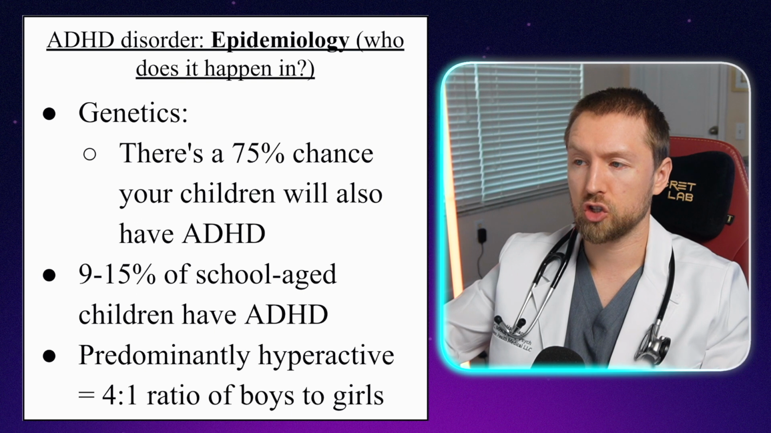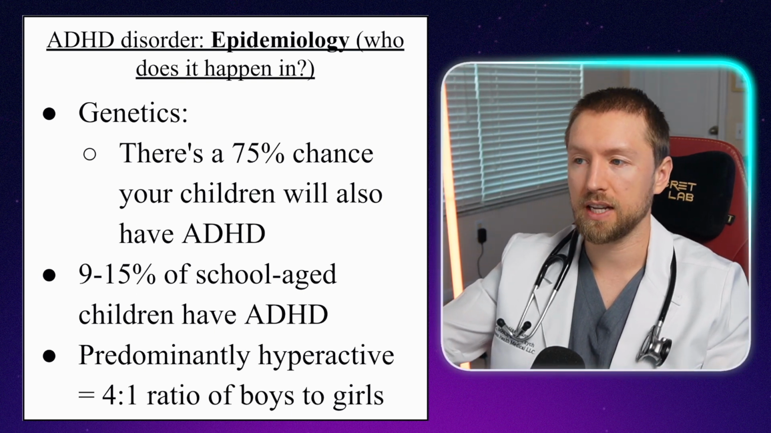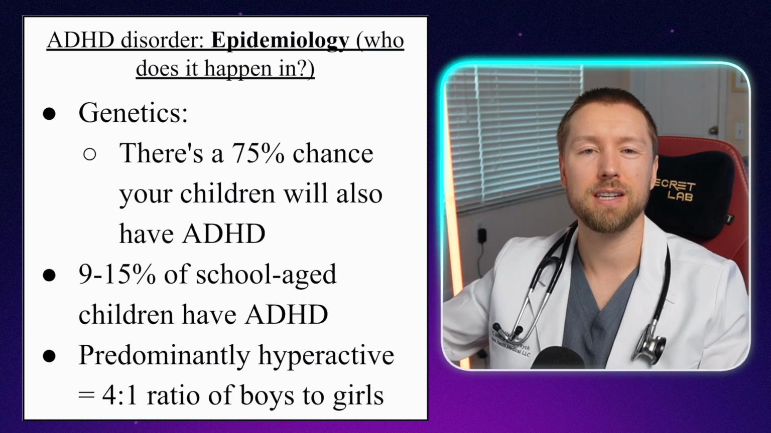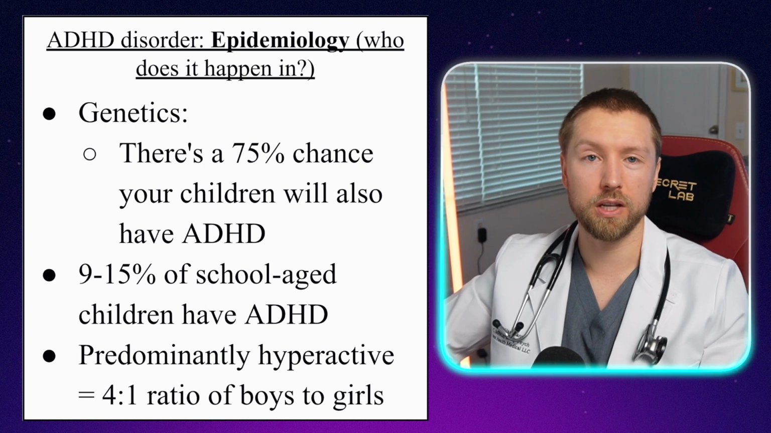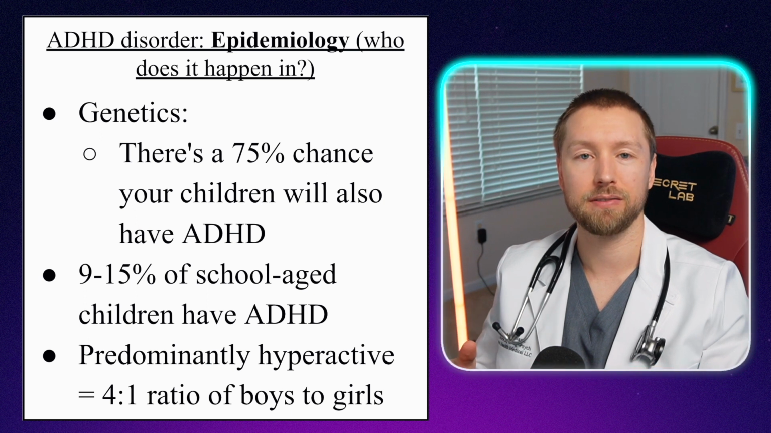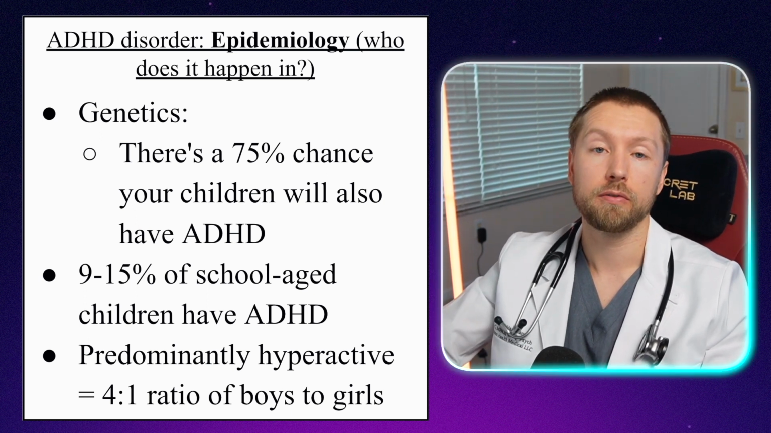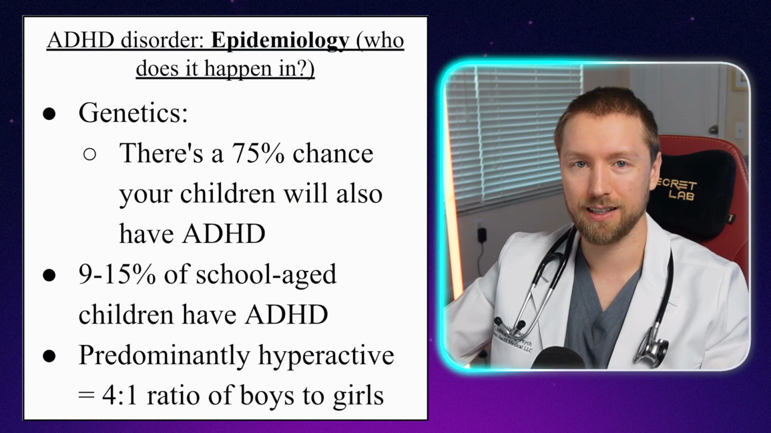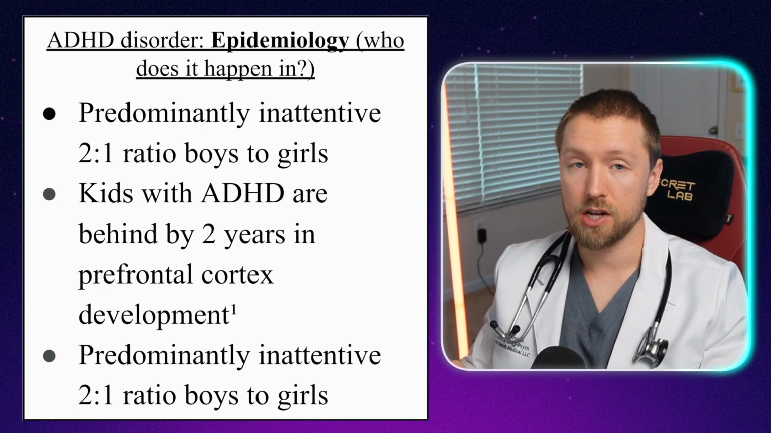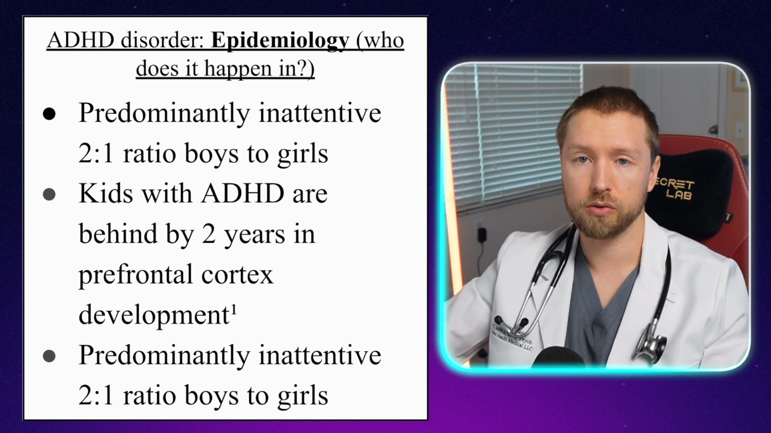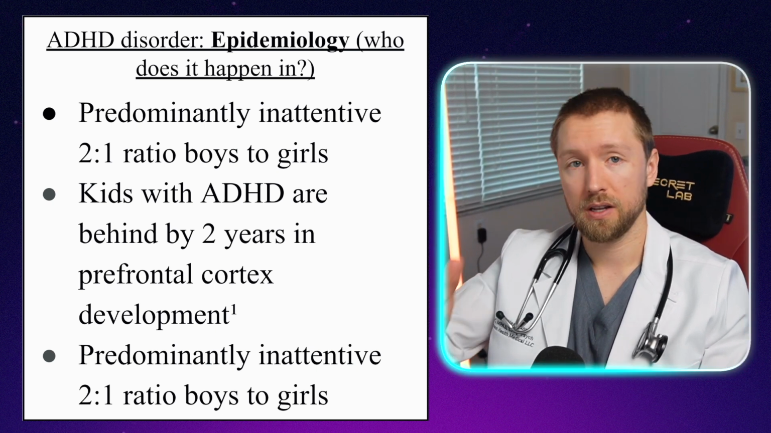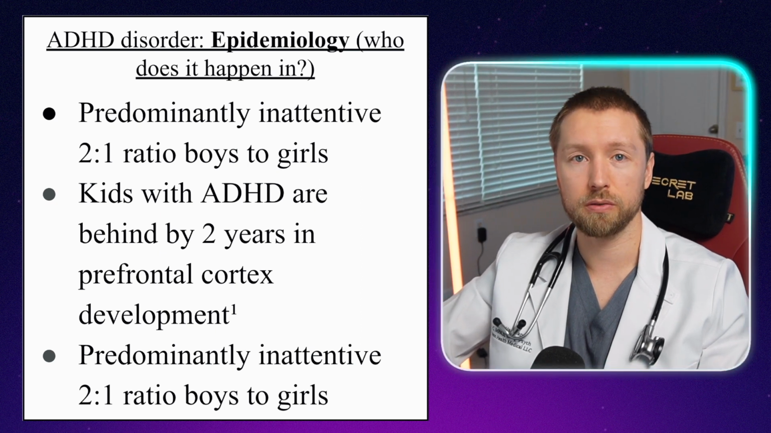when we're looking at the epidemiology, how often does this happen? How often does ADHD happen in school-aged children? It appears to be in the 9 to 15% range of all school-aged children. And when we're talking about specifically the predominantly hyperactive type, it's a 4-to-1 ratio from boys to girls. So boys are 4 times more likely to have just that hyperactive one. And when it's just the inattentive type of ADHD, it's a 2-to-1 ratio from boys to girls. So boys are still more likely, but it's lower than just the hyperactive type.